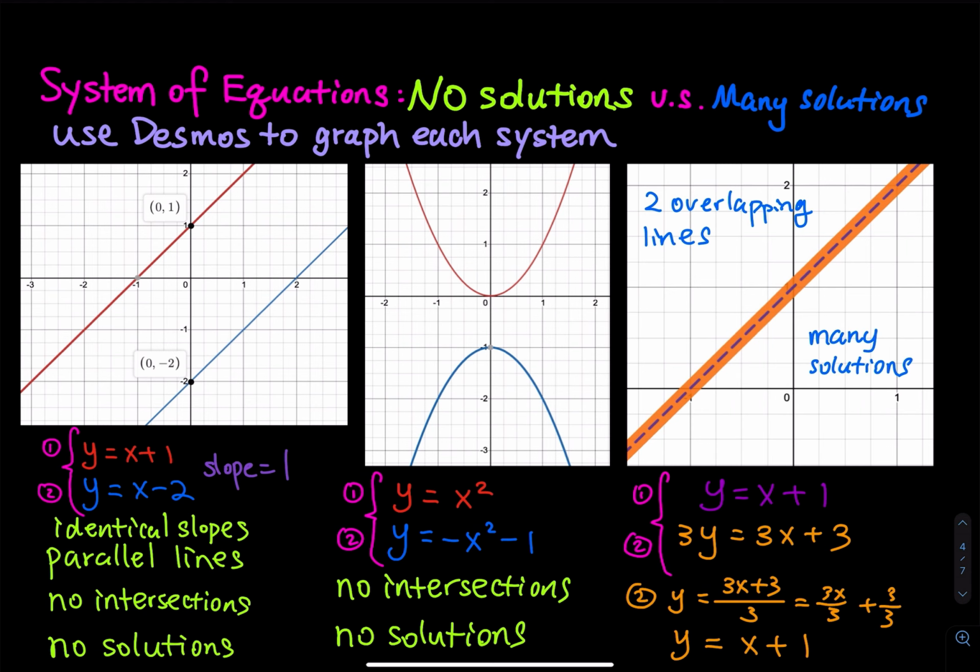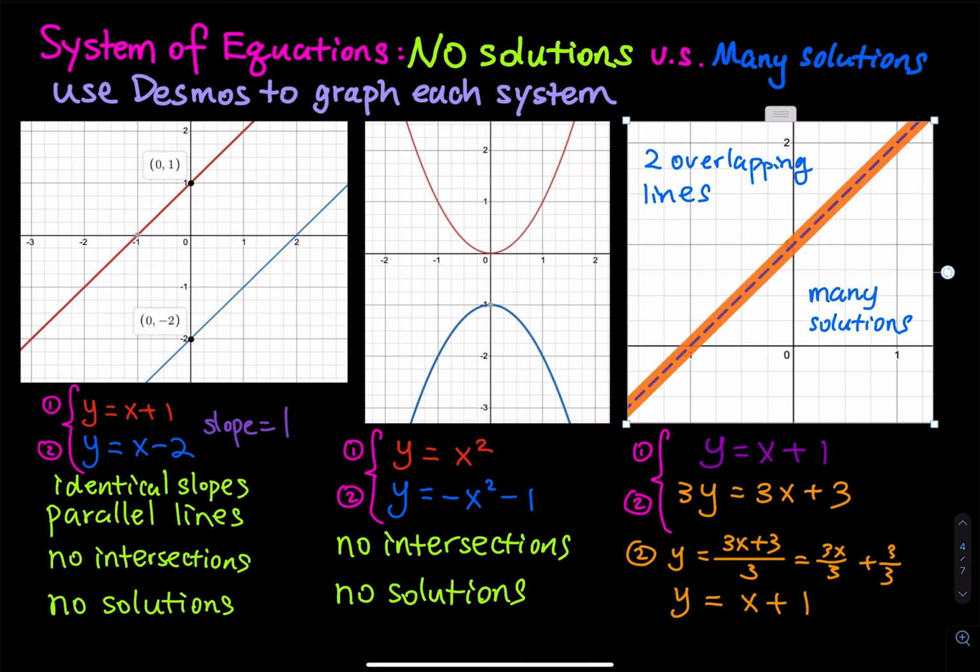And then the last system, I have y equals x plus 1, which is the dashed line. I use a dashed line, so that is y equals x plus 1. And then the orange line, I know the orange line is very bold. I use Desmos to make that bold. And this one is 3y equals 3x plus 3. So actually, these two equations are exactly the same.